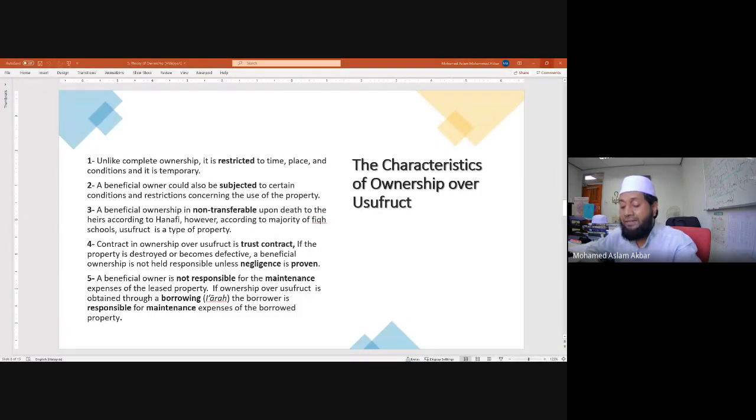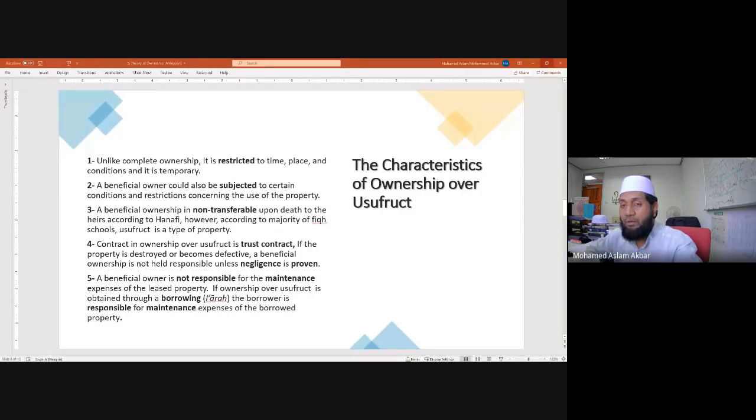Then again, we talked about three types of them. We talked about the ownership over rights, which we call huquq al-irtifaq. Then we talked about ownership over property, and then ownership over usufruct. So what do I mean by ownership over usufruct? It is very simple. For example, if someone is staying in your house, the tenant, the person who stays, he is the owner of the usufruct. So we can also call him the beneficial owner.